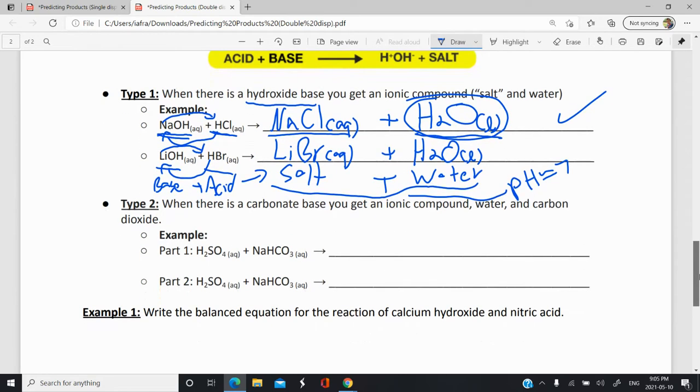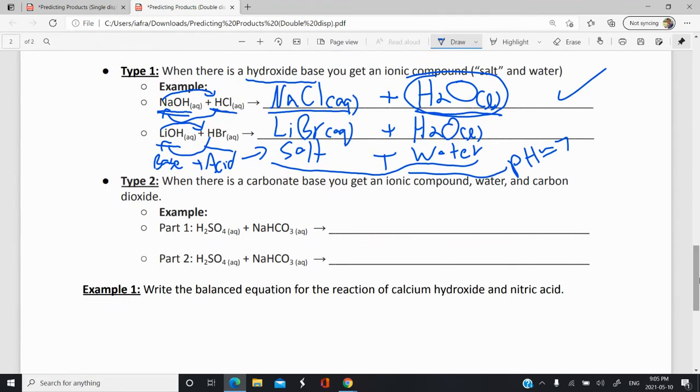Remember that the type 2 of neutralization is the one where you produce a gas. It's typically when you have a carbonate base. So you can see here we have an acid and a base that is a carbonate-based base. And what you do is you get an ionic compound, and then you get water and carbon dioxide. And so what's going to happen here is the H is going to kick out the Na, and the Na will go where the H is. And so you'll do the crisscross between sodium and sulfate, and you get Na2SO4.